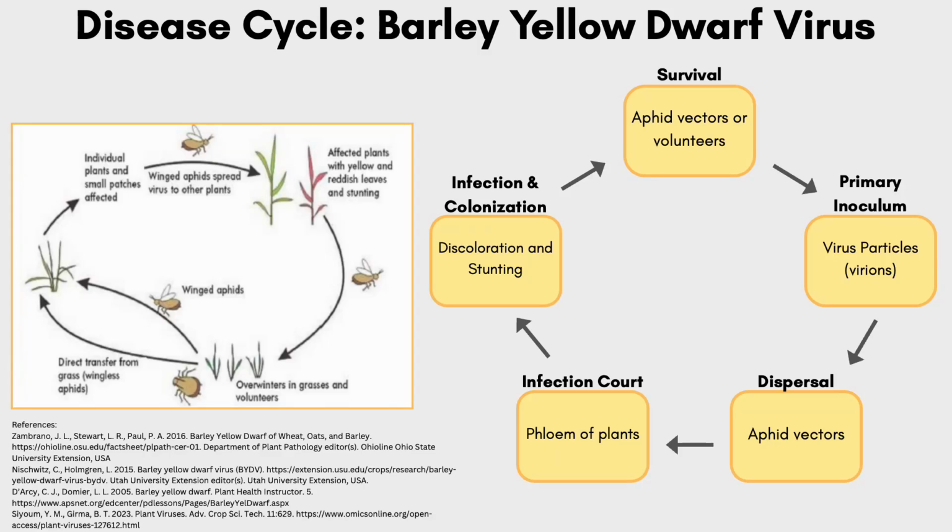Hello, everyone. This week I'll be talking about the monocyclic disease cycle of barley yellow dwarf virus. It affects many different types of plants, such as wheat, oats, barley, grasses, and more. The virus first either survives in aphid vectors or in volunteer plants.